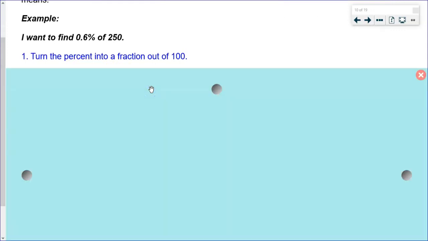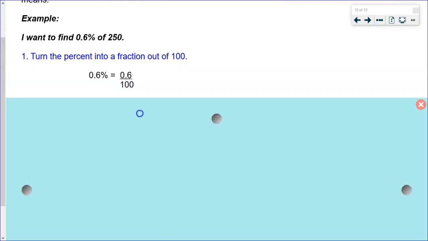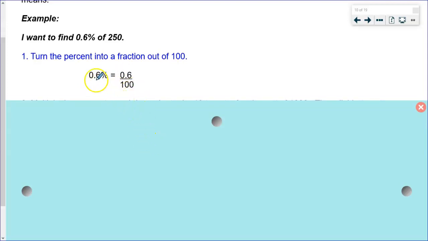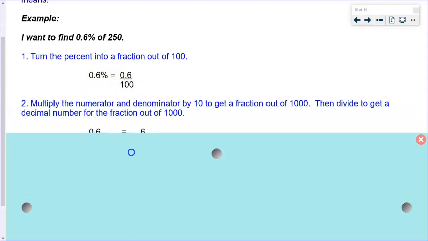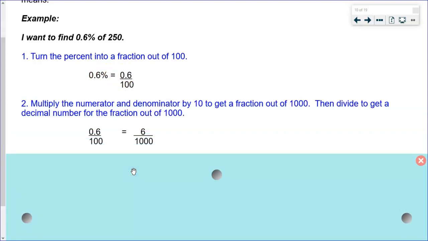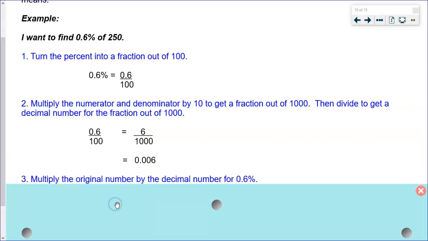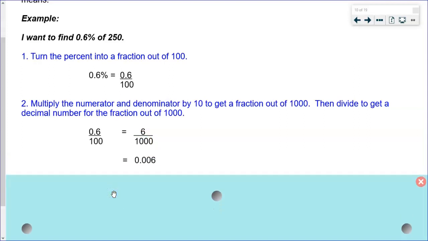Now, I'm going to show you these steps, but we're not necessarily going to do it this way, okay? So I just need that visual in your head of how we came to this. So 0.6%, we're going to put 0.6 over 100. Remember, percent's over 100. We're going to multiply the numerator and denominator by 10 to get a fraction out of 1,000 because we want this to be a whole number. And then we're going to divide to get a decimal number for the fraction out of 1,000. Okay, so 6 over 1,000 is 0.006.